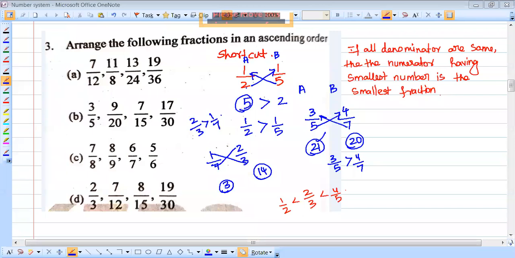Good. So let me explain the answers now. Suppose 3 numbers are there. How we have to do? Let me tell.